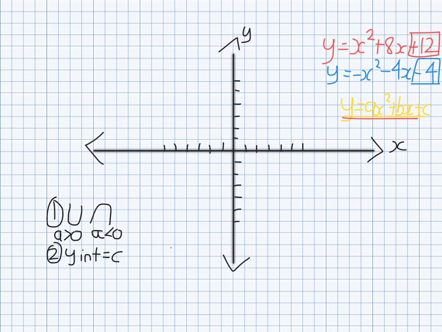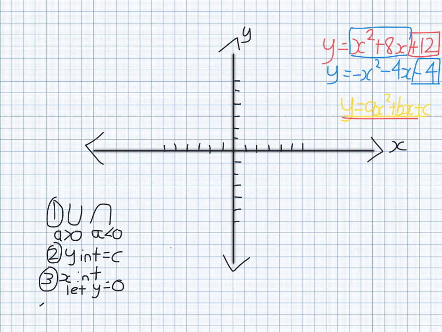Because if we say in the first one, let x equal 0, this bit here will just be 0, and you're just left with 12. So the number by itself, c, is the y-intercept. To find the x-intercepts, what you need to do is let y equal 0 and solve the quadratic equation. As I said, there will be 0, 1, or 2 x-intercepts.